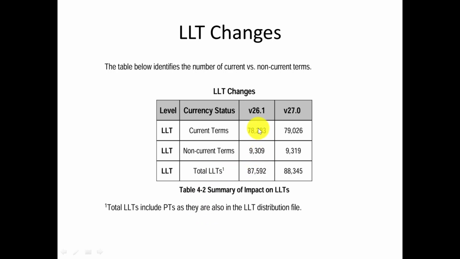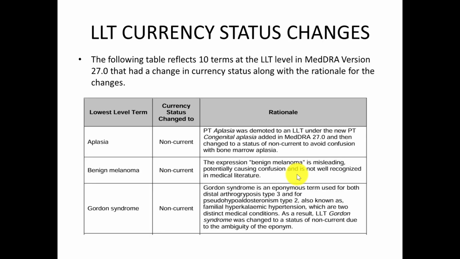Now the total LLTs, this includes PTs also, because they are also in the LLT distribution file. Previously, in the earlier version, 87,592 LLTs were there. Now you can see 88,345 LLTs are there. Okay, so LLT currency status changes.